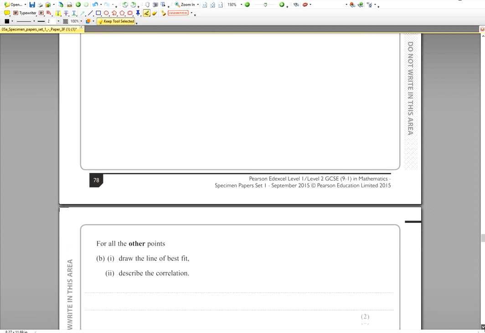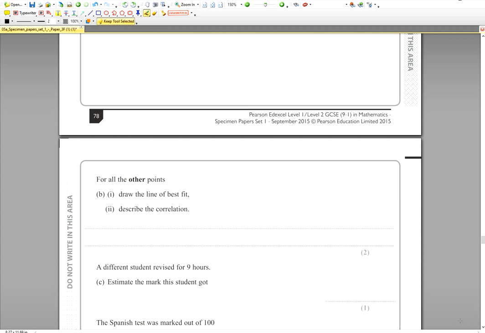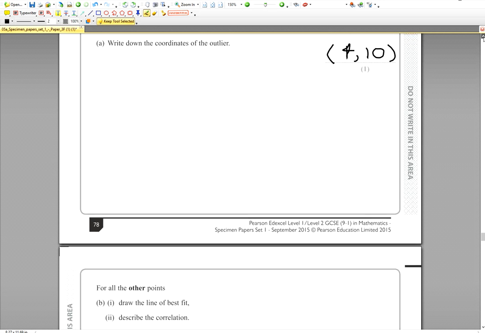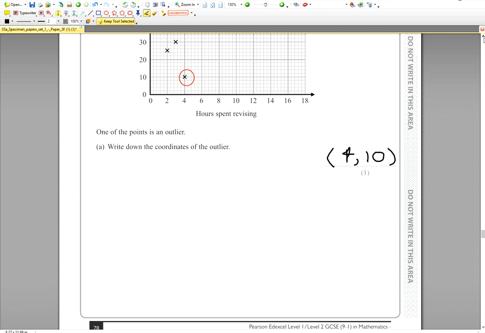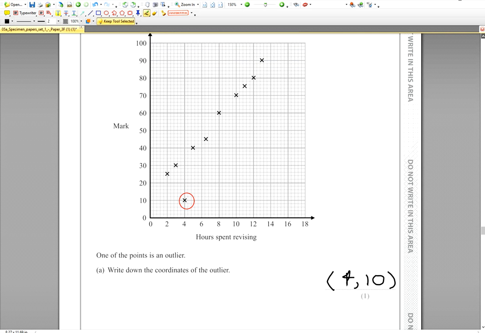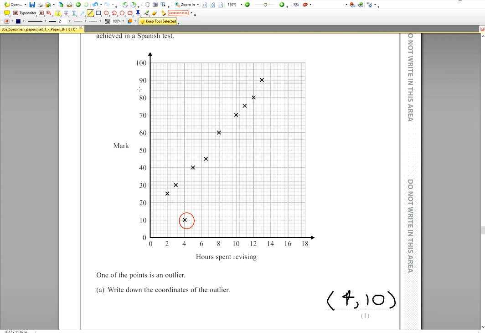Done. For all of the points, draw the line of best fit and describe the correlation. So let's go back up to the graph. So let's get a line of best fit. Let's start around about here and go through as many pieces of data as possible. Okay, we got a few points above and a few points below.